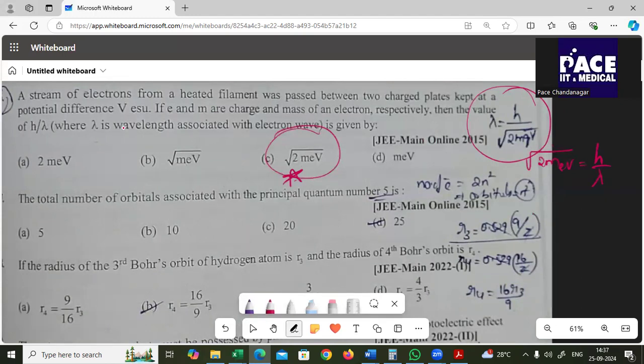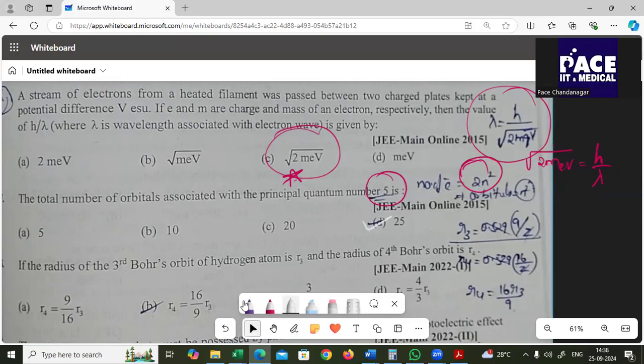Next, the total number of orbitals associated with the principal quantum number 5. If n is equal to 5, we know that it is 2n square. This question is based on your ninth standard, I would say. See, the number of electrons in a given orbit, where n stands for the number of the orbit, is 2n square. But we are asked about the number of orbitals here. One orbital has 2 electrons, so half of it, which means n square. N is 5, so 25.